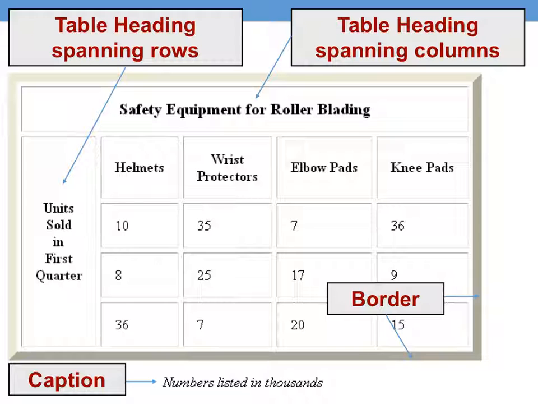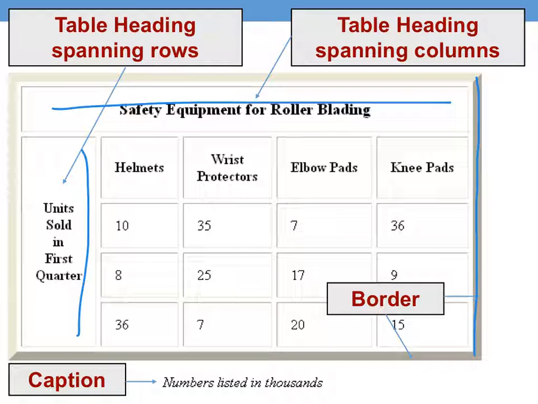So you can see a couple of different things within this table here. You can see the border that outlines the outside of the table, and that goes all the way around. You can see a table heading that spans some rows and another table heading that spans some columns. And you can also see the caption down here at the very bottom, giving some clarifying information about the purpose of that table and what those numbers actually represent. So you can see those key table vocabulary terms right there in the table on your screen.